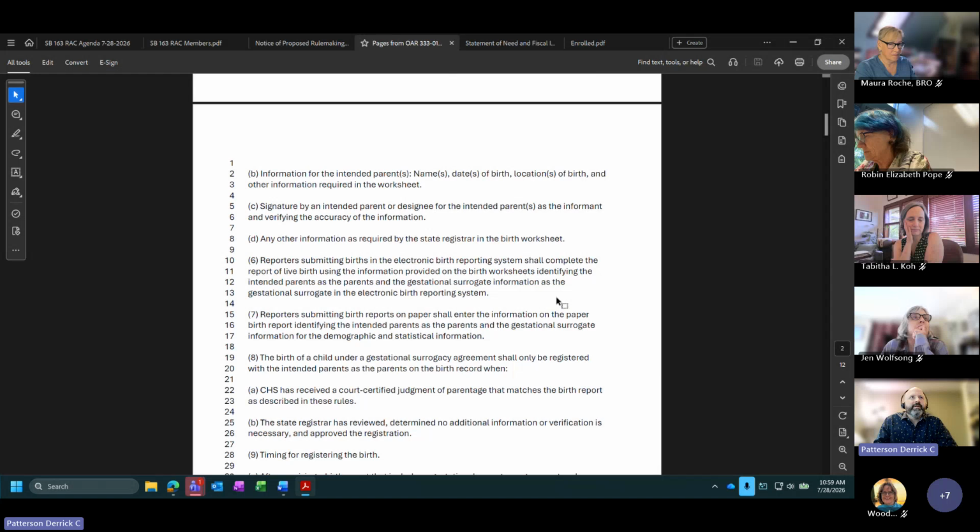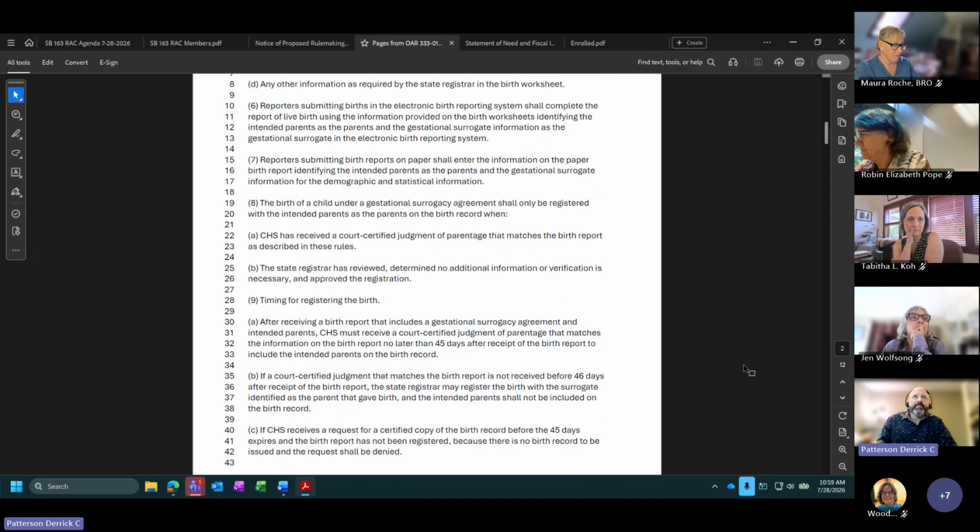Okay. Section 6, reporters submitting births in the electronic birth reporting system shall complete the report of live birth using the information provided on the birth worksheets, identifying the intended parents as the parents and the gestational surrogate information as the gestational surrogate in the electronic birth reporting system. Any feedback on this section?